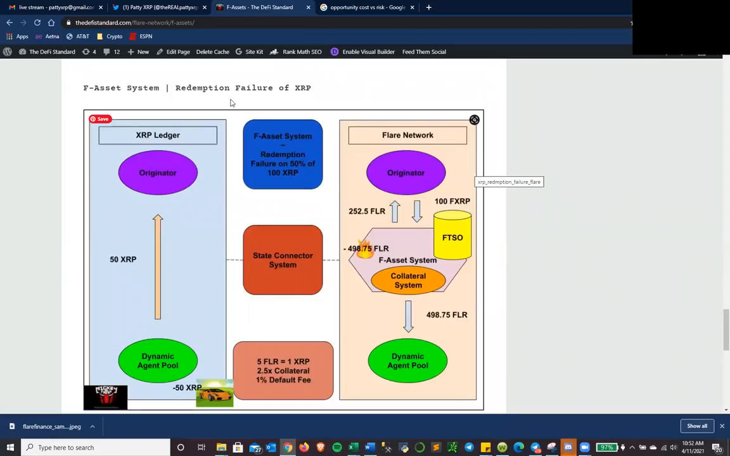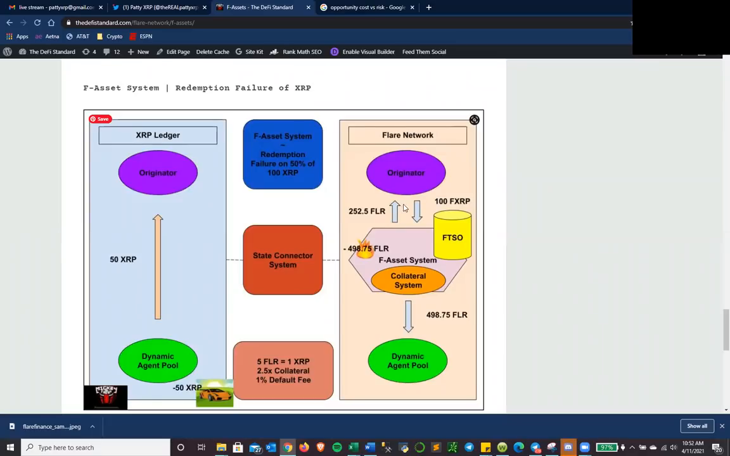So basically right here, we're going to say that there's a redemption failure on 50% of your 100 XRP. So just like the last scenario, you deliver your 100 FXRP back to the F asset system, and the agent only delivers you 50 XRP back because XRP went to the moon and they decided they wanted to buy a Lambo with the other 50 XRP. Really bad decision by them. They're going to lose out a lot, and we'll show you why here.